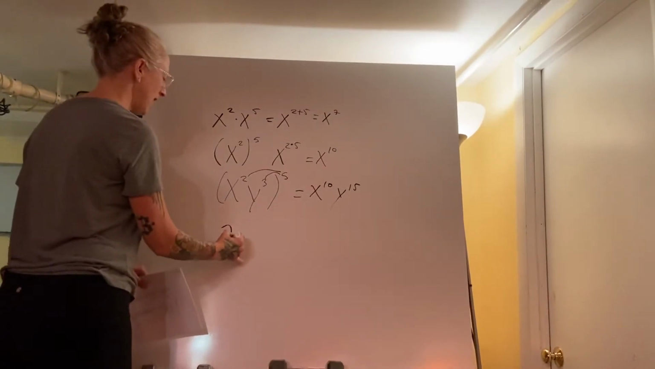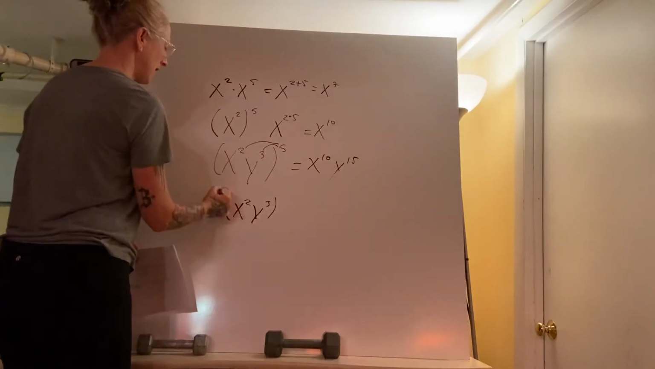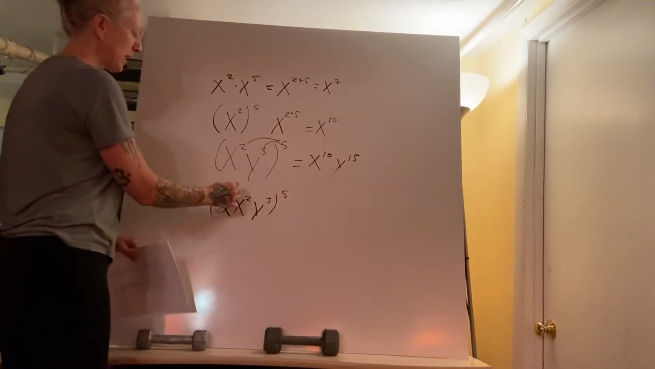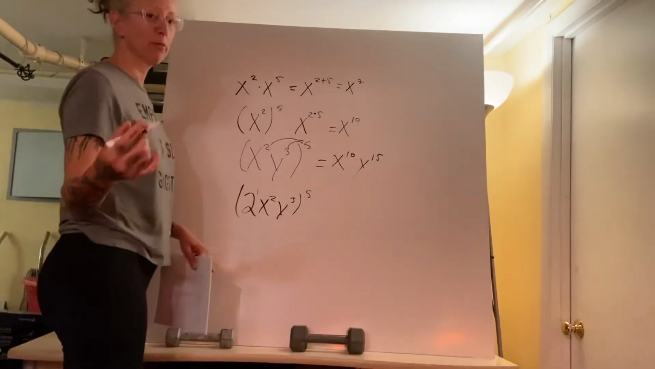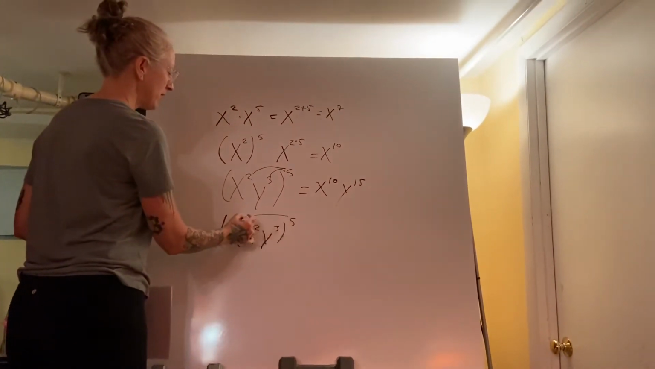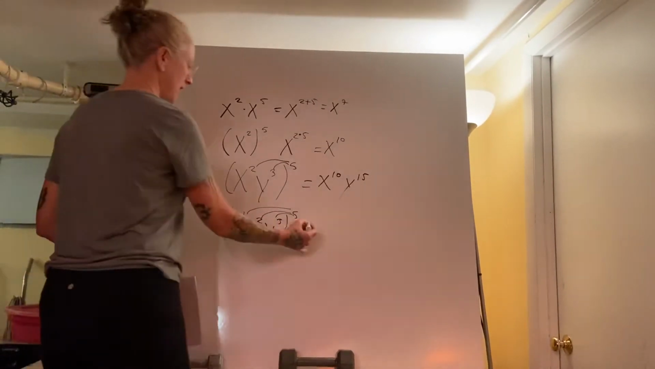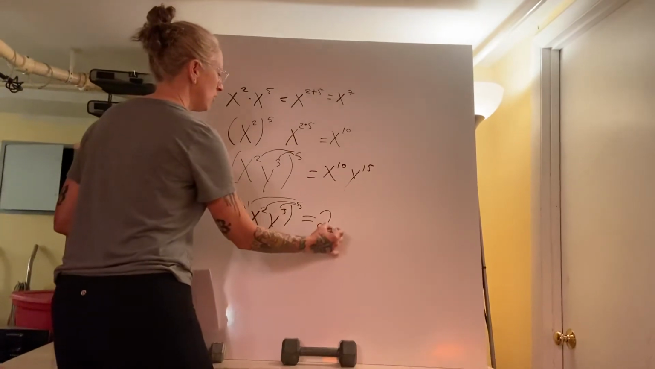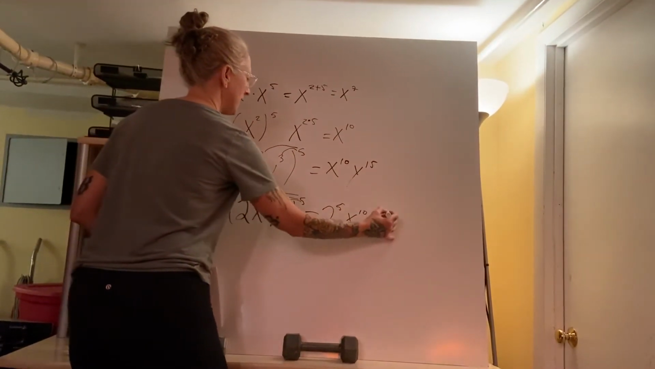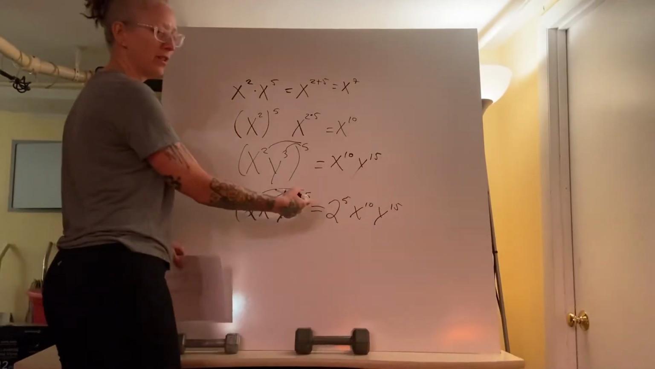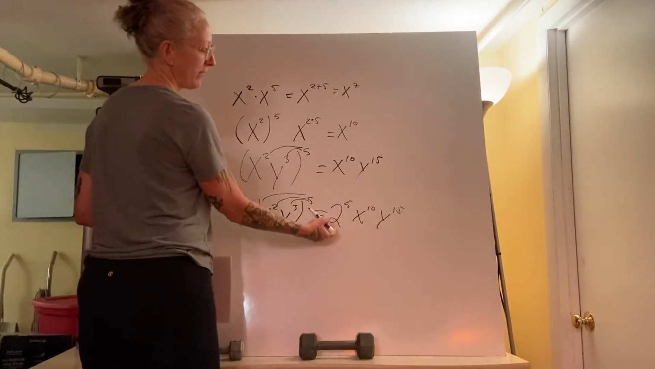Same thing if there's a constant inside the parentheses. The constant has an invisible exponent of 1. Anything that doesn't have an exponent listed has an invisible exponent of 1. So now I'm going to distribute this to the 2, I'm distributing it to the x, and I'm distributing it to the y. So this is going to equal 2 to the 5th, x to the 10th, y to the 15th. 2 to the 5th you would probably rewrite in this case, even though this is a pretty simplified version.